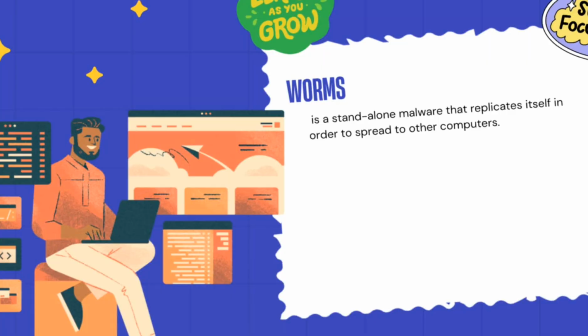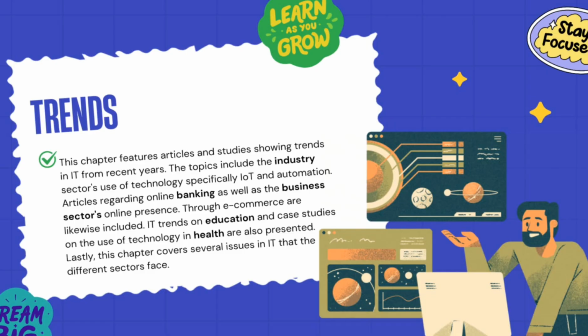Next is a worm. A worm is a type of malware that can replicate itself and spread automatically through networks without human help. Let's tackle what is trend.